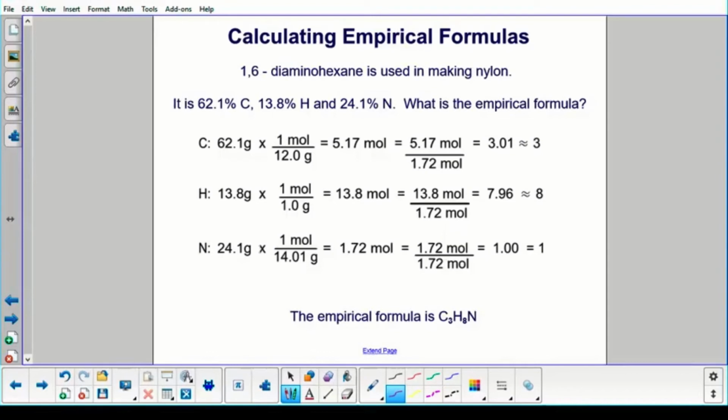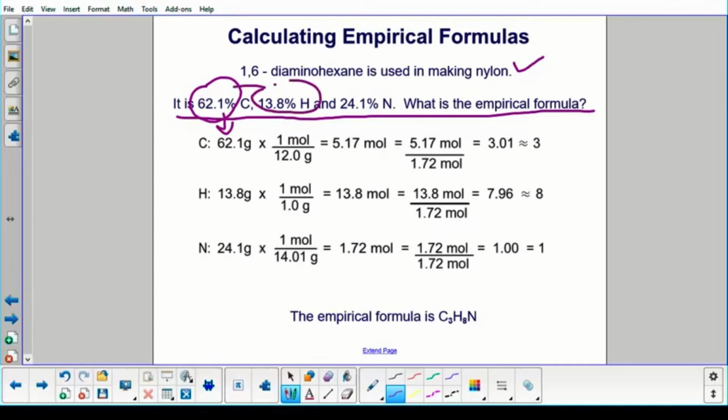Okay, we still have the same steps we did, we're just leaving out all the detail. So we have 1,6-diaminohexane, which is used in making nylon. Okay, that's interesting, we don't need it for this. Here are the mass percentages, and we want to find out the empirical formula. First thing we do, the mass percentages turn into grams. We are assuming a 100-gram sample. So there's carbon, 62.1, hydrogen, 13.8 grams, and nitrogen, 24.1.